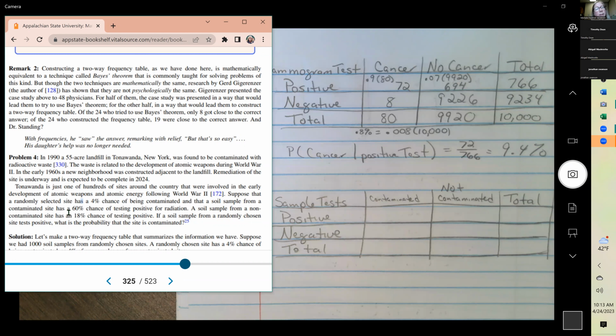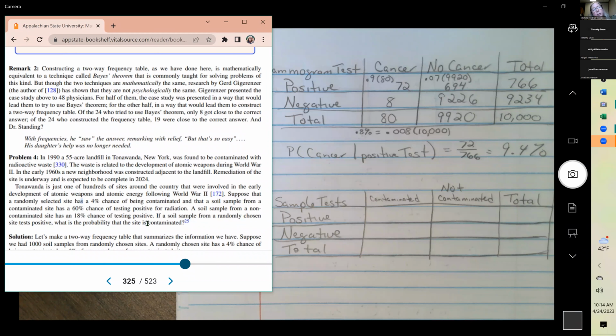Suppose a randomly selected site had a 4% chance of being contaminated, and that a sample of soil from a contaminated site has a 60% chance of testing positive. And then a soil sample from a non-contaminated site has an 18% chance of testing positive. If a soil sample from a randomly chosen site tests positive, what is the probability the site is contaminated?